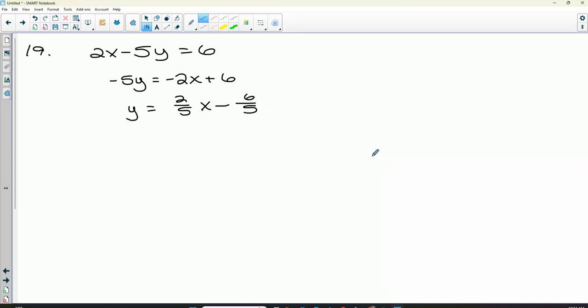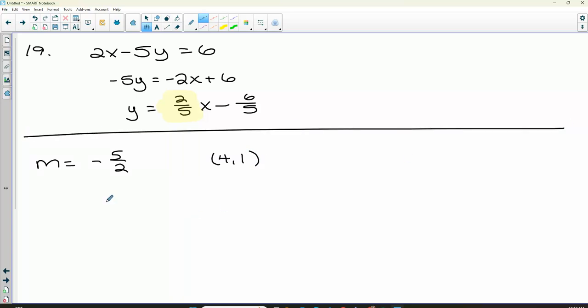What does parallel mean? Let's start there. Parallel are two lines that never intersect, so the slope is the same. Perpendicular, they meet at a right angle, so that means their slopes are opposite reciprocals. The slope of this line is 2/5. If I want to be perpendicular, you have to flip it, so 5/2, and change the sign, so -5/2. And then we have a point, so that's all I need now.